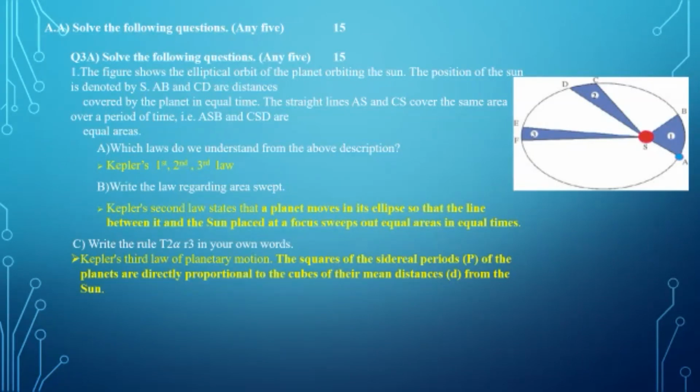Now see students, in this question this figure is given to you. We all know this question is from chapter number 1, gravitation, right? So this is given and all the details about this figure are given. What details have they given, students? Here S is the sun and elliptical orbits are there, planets are revolving in elliptical orbits. So we all know this.